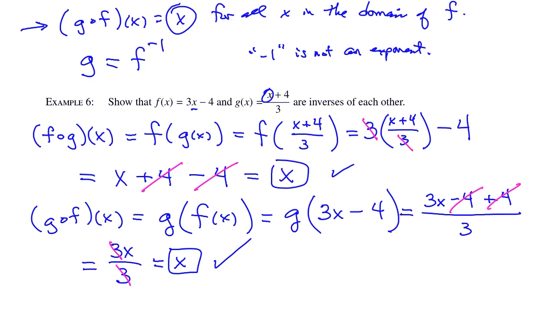Check. So since we were able to do the composition both ways, we have an inverse function. And we can say that g is equal to f inverse, or you can say that f is equal to g inverse. Those are the same things. And that is how you show that two functions are inverses of each other.